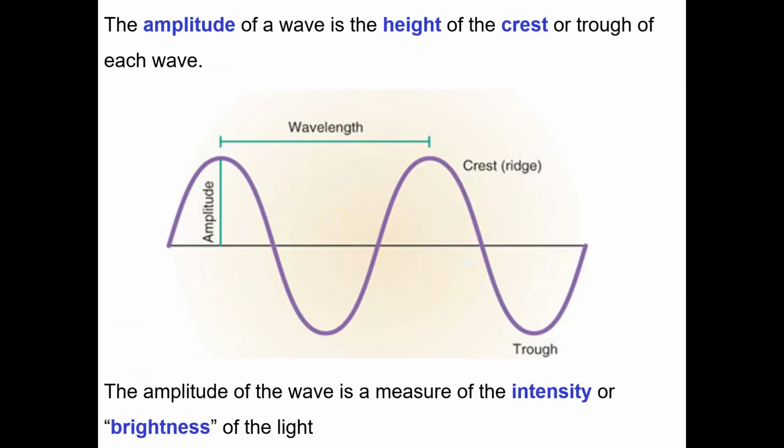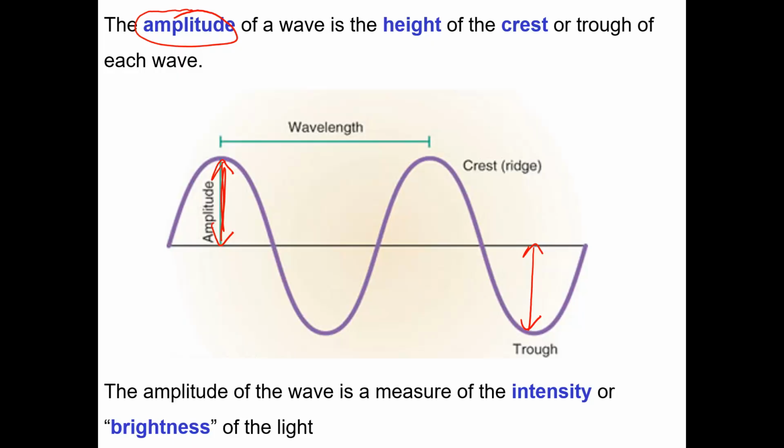Okay, so we've talked about wavelength, we've talked about frequency, but what we haven't talked about is amplitude. The amplitude of a wave is the height of a crest, or the depth of a trough above or below the center line of the wave. So the amplitude is how high a peak is from the center line of our wave, or how low a trough is from the center line of our wave.